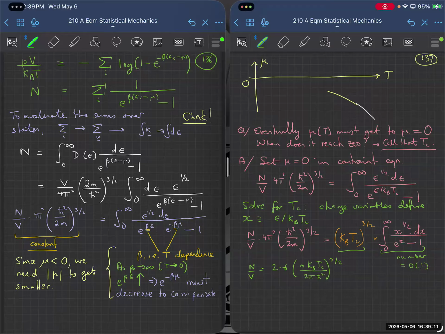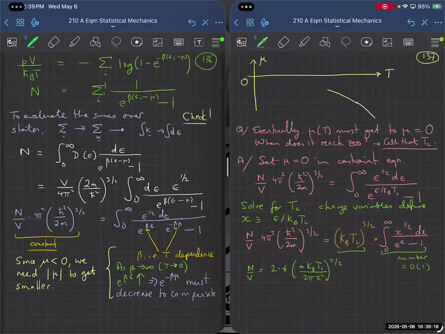And so therefore I can write down that (n over v divided by 2.6) raised to the 2/3 power is equal to m kB Tc over 2 pi h bar squared, if I did that right, and therefore I can read off that Tc is equal to some expression. Okay. And it's a number, okay? It's non-zero.